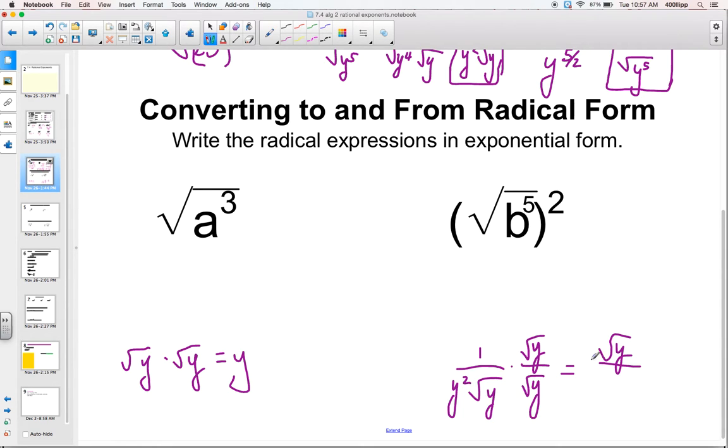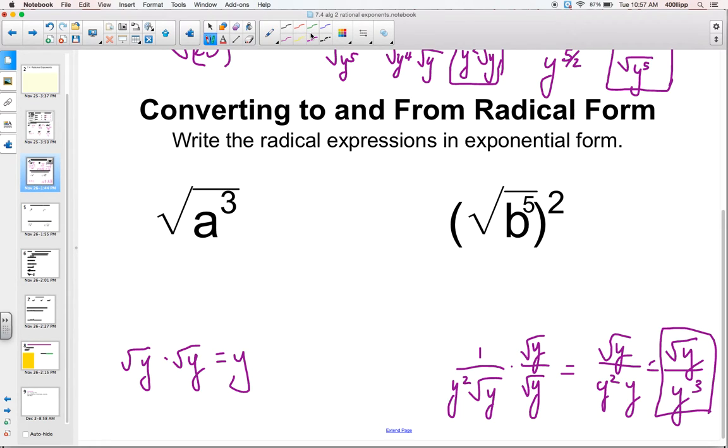Okay, so this is y squared times the square root of y. The square root of y times the square root of y is just a y. So we get the square root of y over y cubed. This is simplified, and the denominator is rational. All right, let's take a look here.